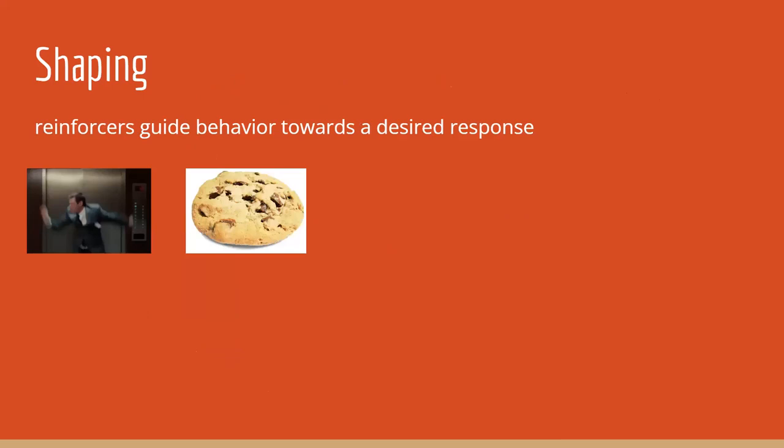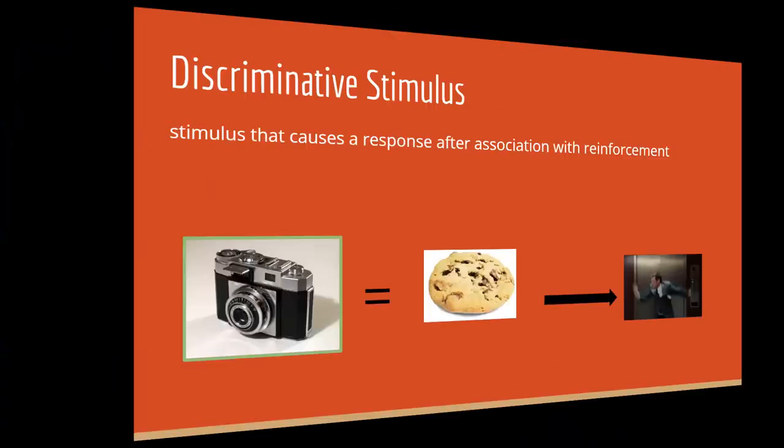Okay, shaping. What is shaping? It's simply using reinforcers to guide behavior towards a desired response. So each time Jim Carrey dances, you give him a cookie to make him keep dancing. And you keep doing it more and more until it's the way that you want it. You shape it to the way you want it.